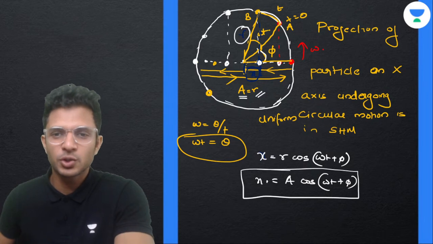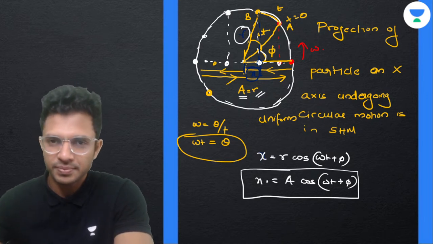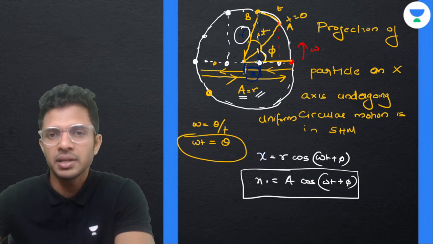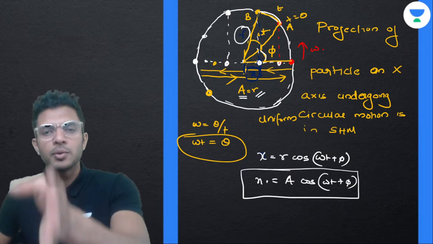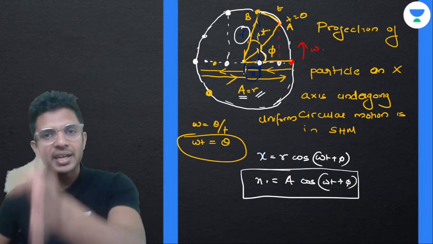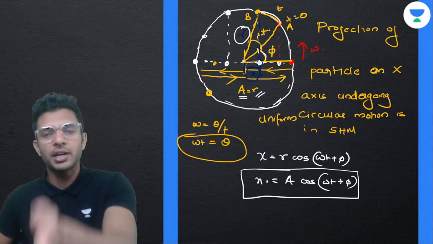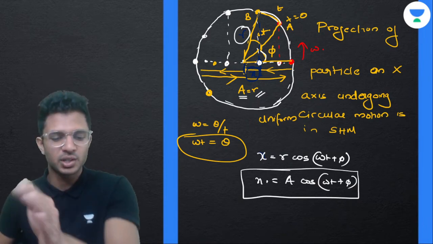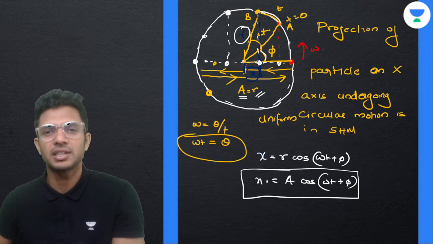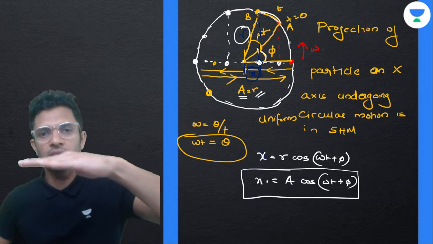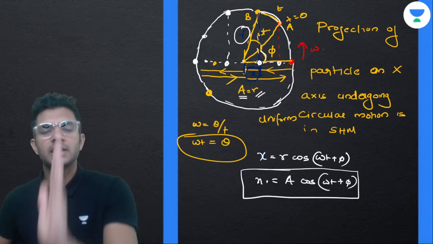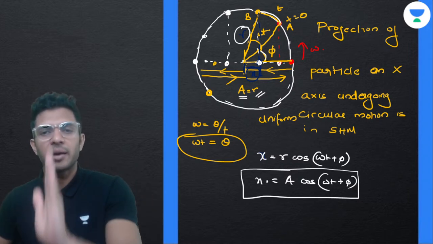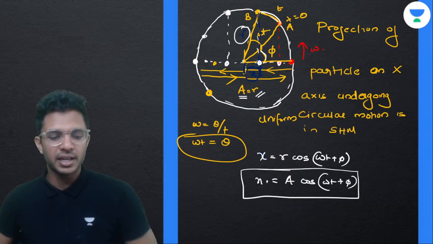Sine is also fine, cos is also fine. Sine will be the projection of the particle on the y-axis. Now, if you use the same concept and look into the movement of the projection of the particle on the y-axis, it will also be making that same kind of SHM motion. No difference in that. Instead of considering the projection on the x-axis, when you write the formula as sine, that will be the SHM that is happening on which axis? On the y-axis. That's it.